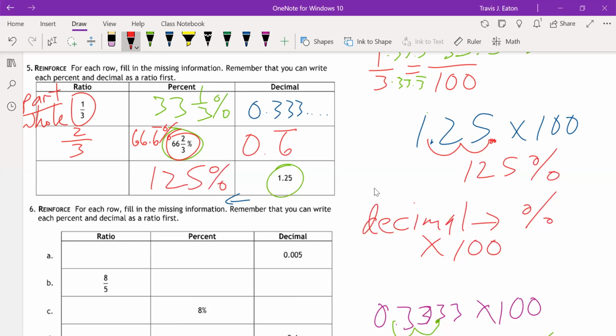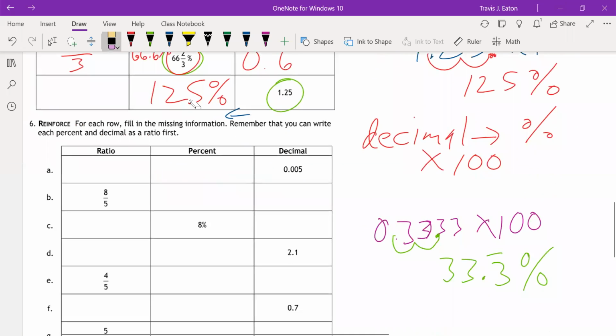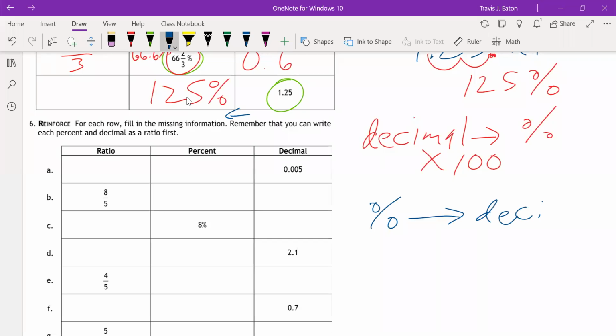Now, let me go down here just a little bit more and do some erasing. Conversely, if you want to take a percent and change it to a decimal, you have to do the opposite. You have to divide by 100. And that means your decimal point will move the other direction.